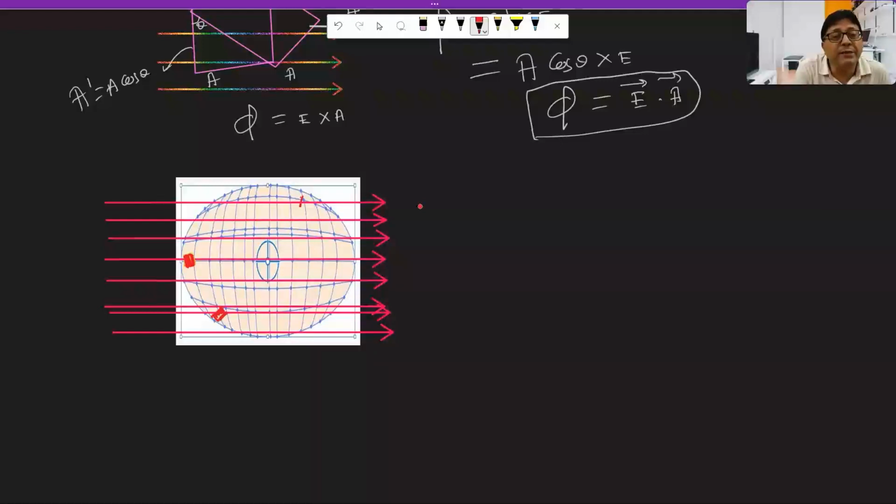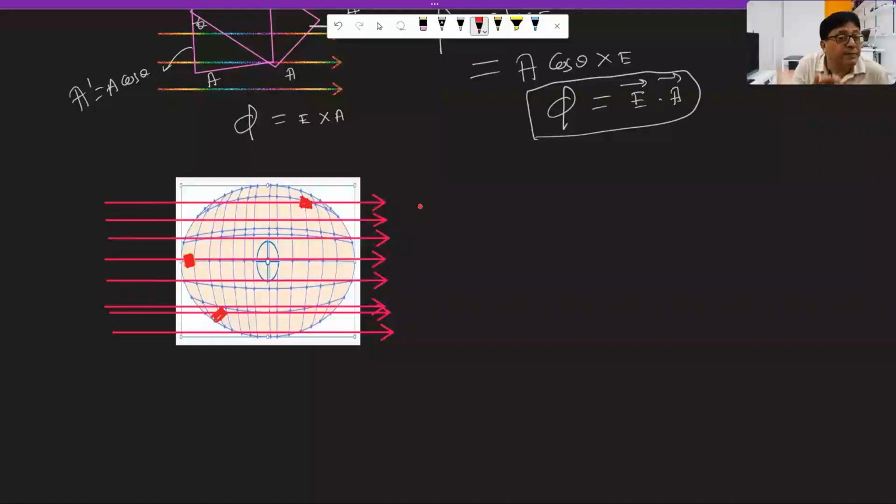One small area we are keeping. These are arbitrary, can lie anywhere. But I have considered these three cases. Why, I will explain. So for this area vector, this is a closed surface. One very interesting thing you have to remember.